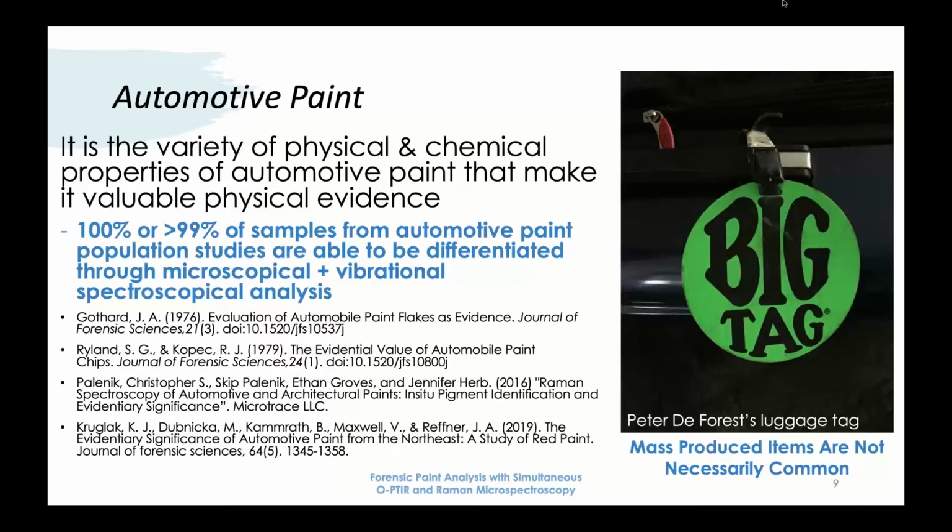So an analogy here is luggage tags. Everybody buys them and puts them on their luggage so you can identify them at the airport. These are mass manufactured items. And my colleague, Dr. Peter DeForest, travels a lot for work. And he has this bag tag on his luggage. Even though it's a mass manufactured item, he's never seen another. And that shows that even though a material might be mass manufactured, doesn't necessarily mean that it's common.